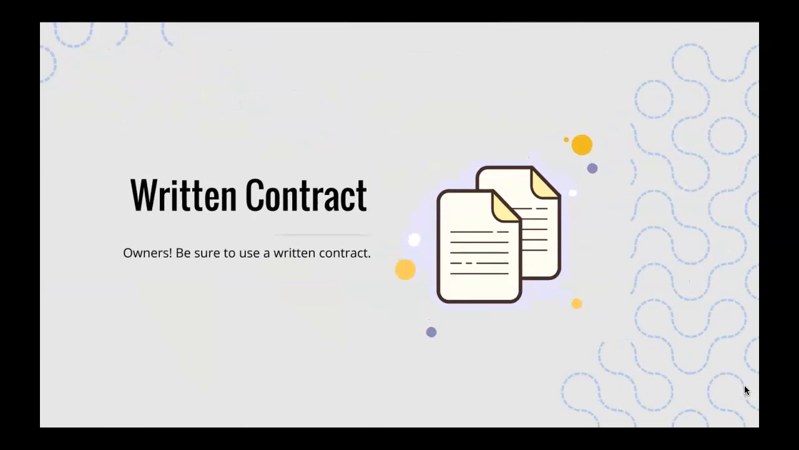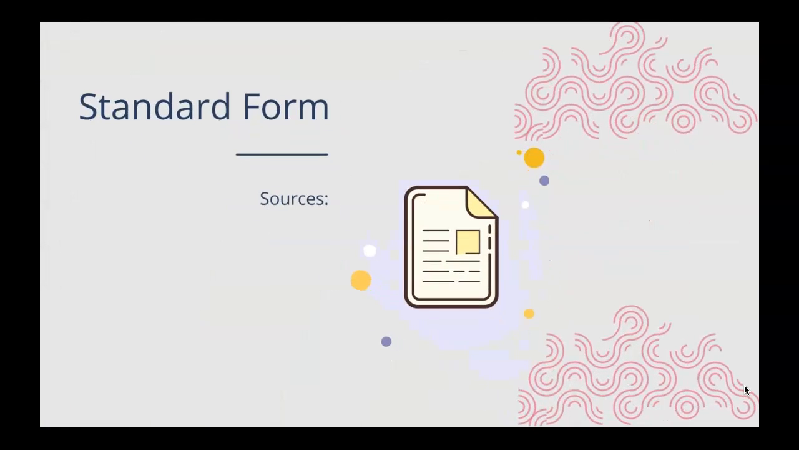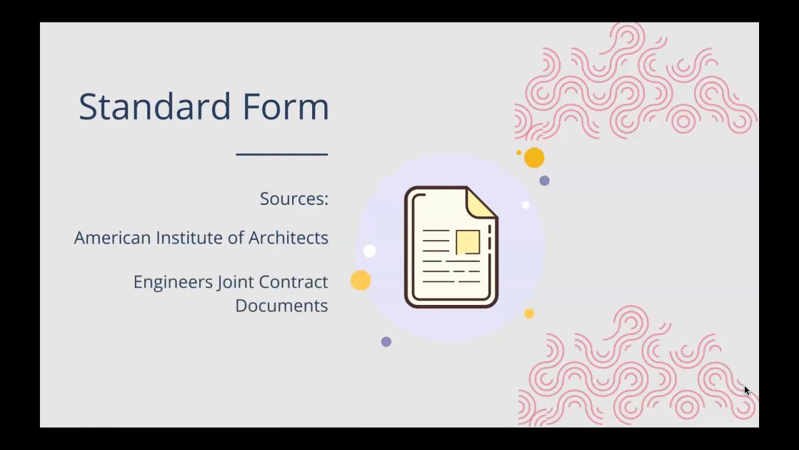Owners should use a written contract. The parties may wish to use the standard form of agreement of the American Institute of Architects or the Engineers Joint Contract Document Standard Form. These contracts are widely used, time-tested, and coordinate the needs of owners, contractors, and design professionals. But beware, contracts may vary due to the requirements of the funding source.